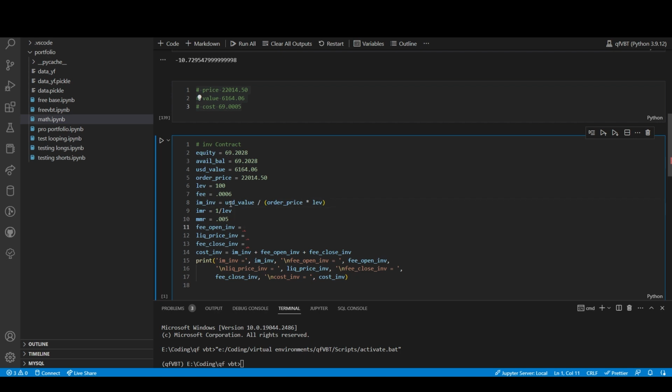And then here the inverse order cost. So we come down here. The fee to open is quantity of contracts divided by bankruptcy price derived from order price. So that would be 640. So order price. Oh. So fee to open. Fee to open is 400 divided by 640.